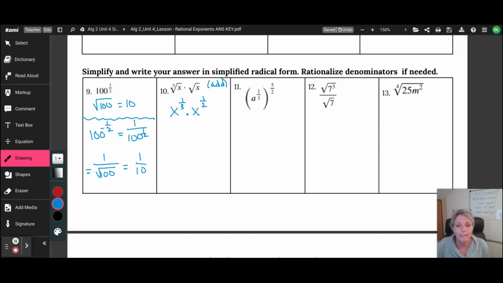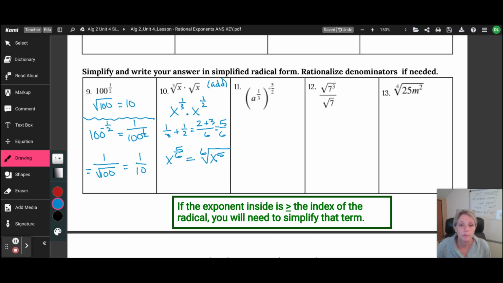Okay, so adding the fractions, we have to do 1/3 plus 1/2. So we're going to use the common denominator of 6. So this is going to give us 2/6, which is 1/3, plus 3/6, which is 1/2. So that tells us this is the equivalent of 5/6. So x to the 5/6 power, remember, is the 6th root of x to the 5th.